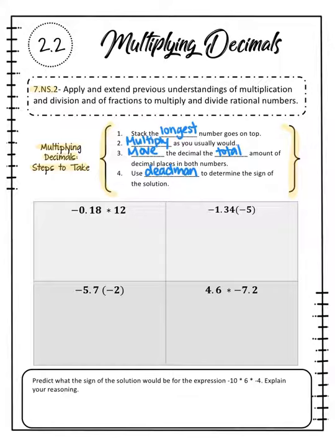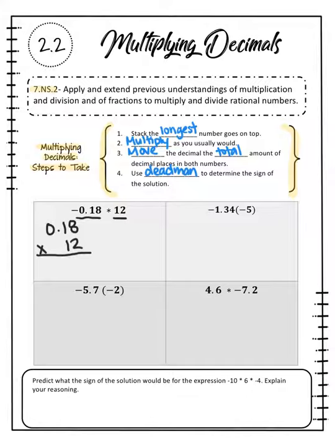So our first one that we're looking at is negative 0.18 times 12. So our first step is to determine which one is the longest number. Well, in this one here we have 3 digits, the 0, the 1, and the 8. And in this one here we have 2 digits. So obviously I'm going to put my 0.18 on top and then my 12 on bottom. Notice I don't have to have the decimals lined up. Also notice that I did not include the signs this time around. And then we just multiply as you usually would.